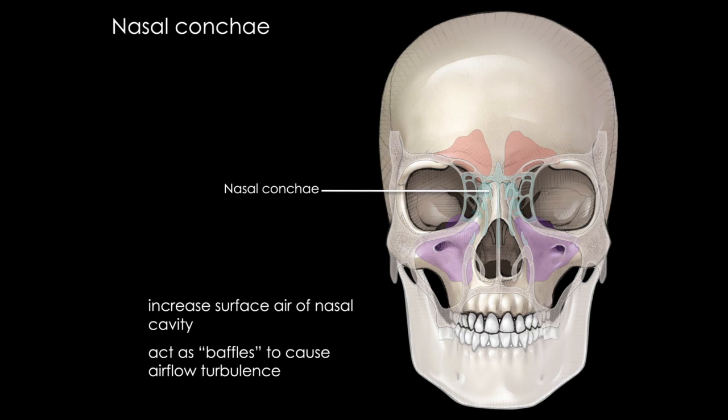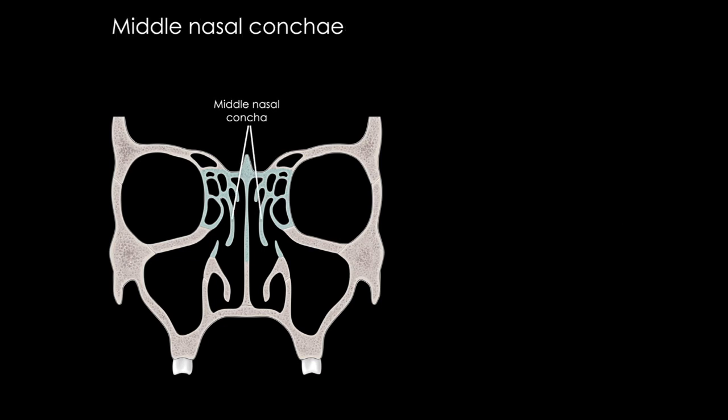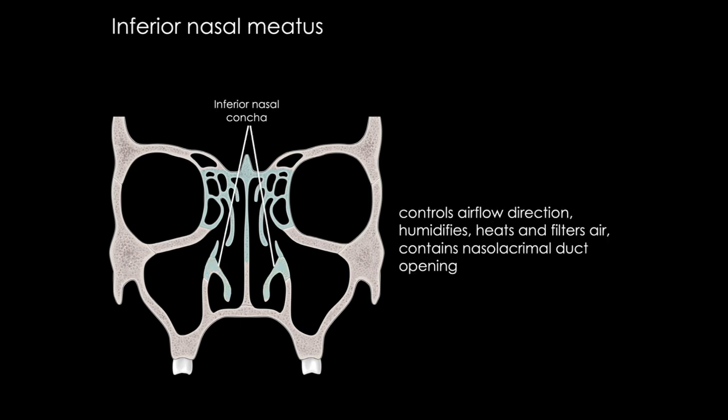So let's walk through the different conchae and their associated meatus, or openings. First, we have the superior nasal concha and meatus, and that meatus drains into the sphenoid and posterior ethmoid sinuses. This also helps modify vocal sounds and interpret smell. The middle concha and meatus drain the frontal, anterior ethmoid, and maxillary sinuses. And then the inferior concha and its meatus, which helps to control airflow direction and humidify and filter air. This meatus also contains the nasolacrimal duct opening.